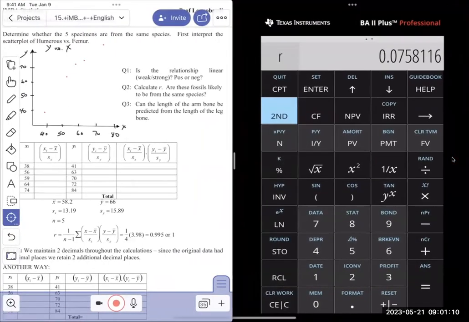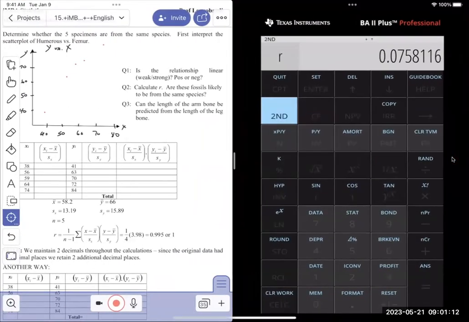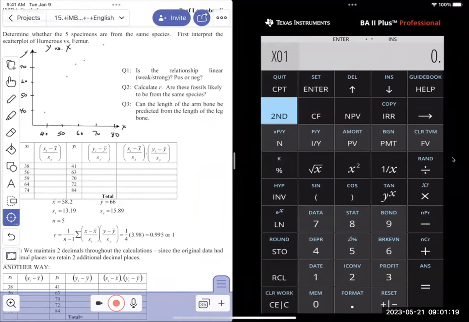So to enter this into your calculator with two variables, go to second data, clear your second data, clear your data sheet, clear work, and start entering numbers in the pairs.